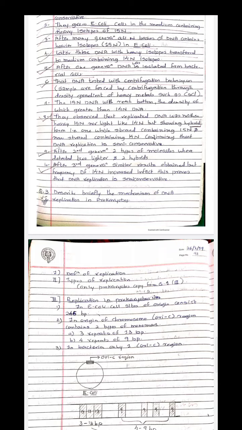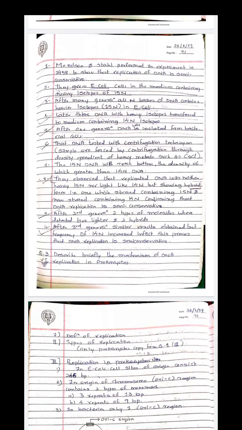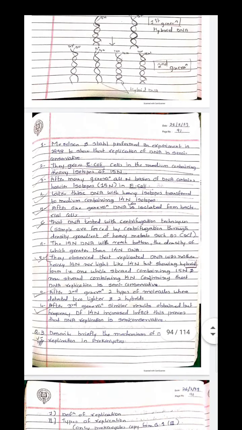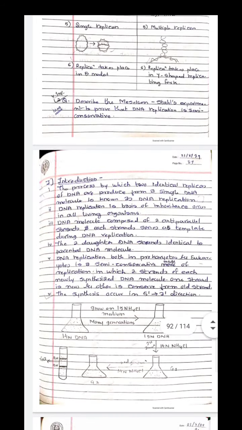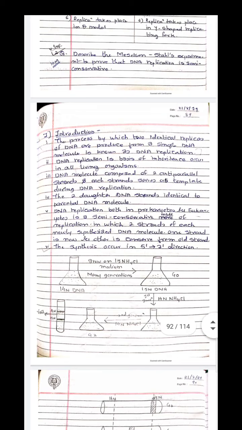They conclusively proved that this DNA replication is of the semi-conservative type. I hope all of you got this Meselson and Stahl experiment. So lastly, I shortly conclude this Meselson and Stahl experiment.